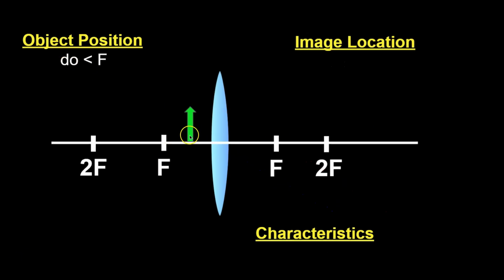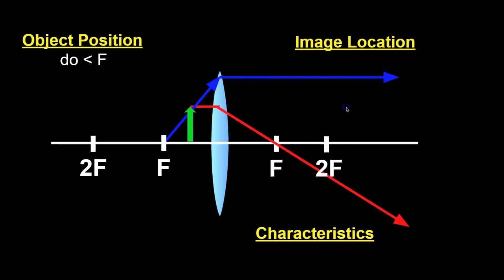Now we have an object that is located at a distance of less than the focal length. We're going to once again draw our first ray. This is a ray going through the focal point. Notice that this focal point is behind the object, but our rule still applies. We have a ray that goes through the focal point. It's going to refract through the lens, and it's going to go parallel to the optical axis. For our second ray, the light beam is going to go parallel to the optical axis and refract through the focal point. Notice that these two rays do not intersect.